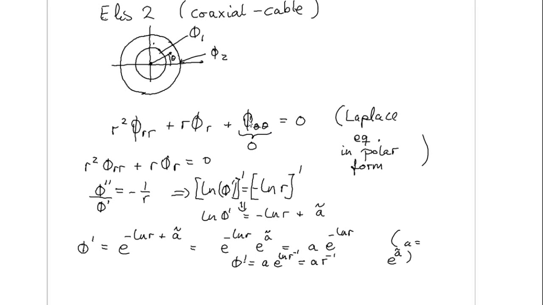Next example is a coaxial problem. We have two circles with the same radius. In the inner circle, the potential is equal to a constant value phi1, and on the outer circle we have a constant potential equal to phi2. So all over this circle, the value of the potential is constant, and the same for the inner circle.